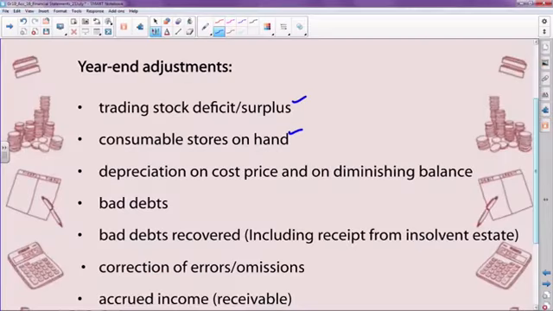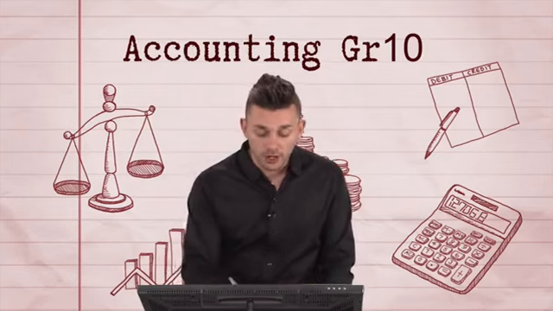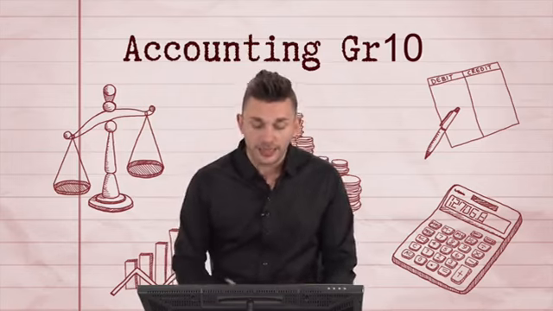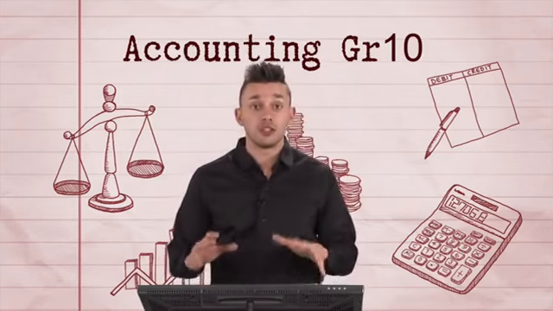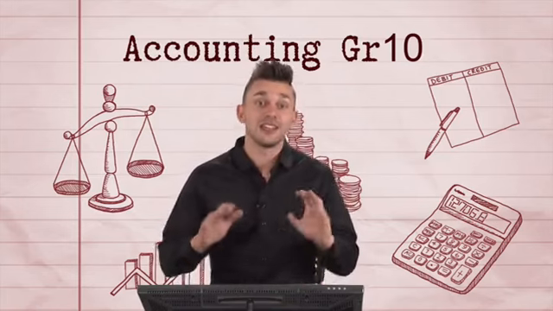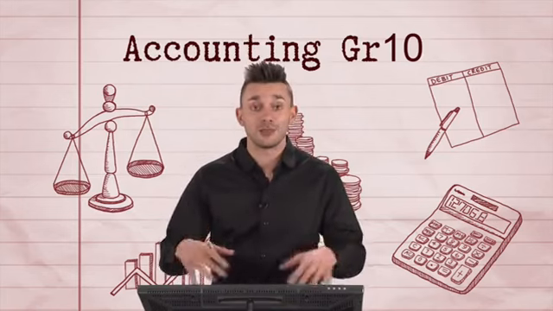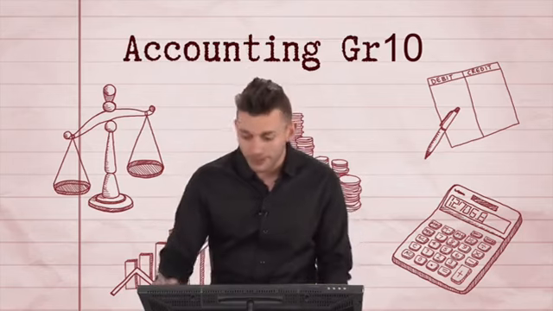Another one, the one you love, depreciation. Now remember, depreciation, the value that I lose on all vehicles and equipment. And there's two methods, the cost price method and the diminishing balance method. Know it. The better you know both methods again, the easier to distinguish between them. Know there's a few names for each one.